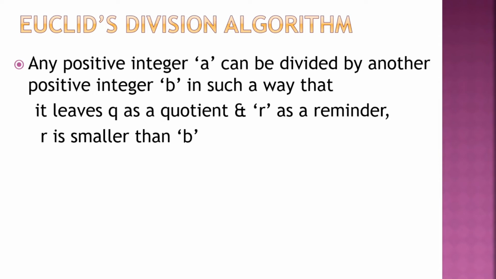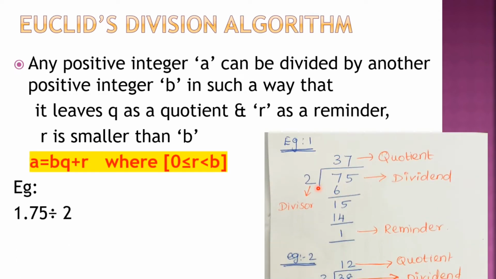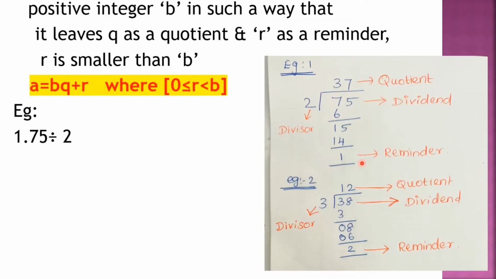A positive integer a can be divided by another positive integer b in such a way that it leaves q as a quotient and r as a remainder. Before entering into the theoretical part, I can give you an example. If we divide 75 by 2, we will get the answer 37 and the balance 1. In this, 75 is the dividend and 2 is the divisor, and the answer is the quotient and the balance is the remainder.